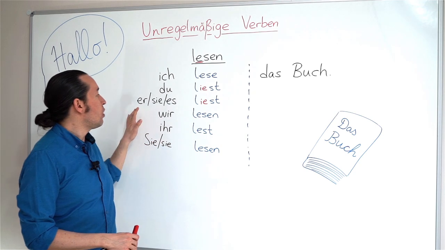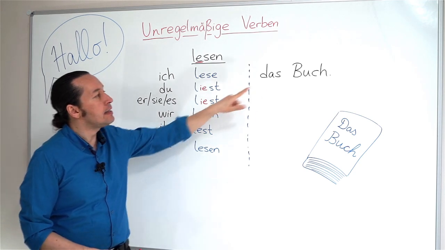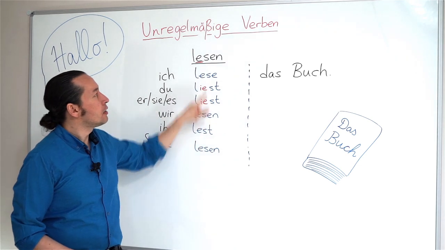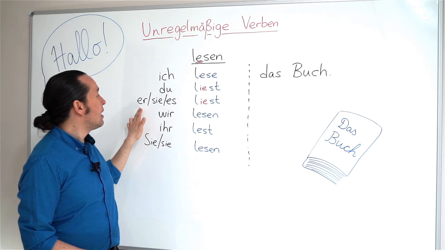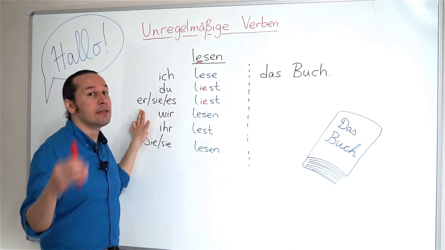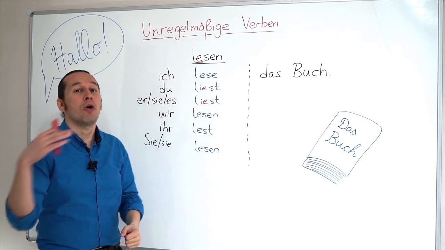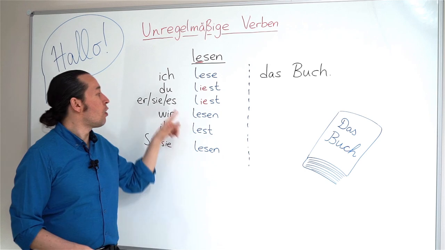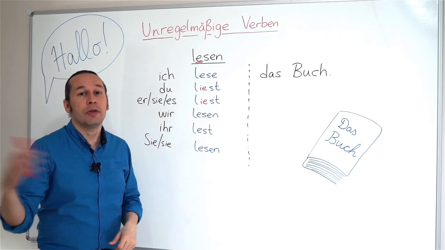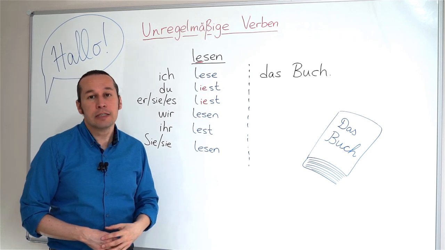What do I say for er, sie, es? Easy. I'll say, er liest das Buch. Here, the e drops again and instead comes ie. And then I'll say, he is reading the book, which is er liest das Buch. Or for a female, I'll say, sie liest das Buch. Or for das article, which stands for es, then I'll say, es liest das Buch.